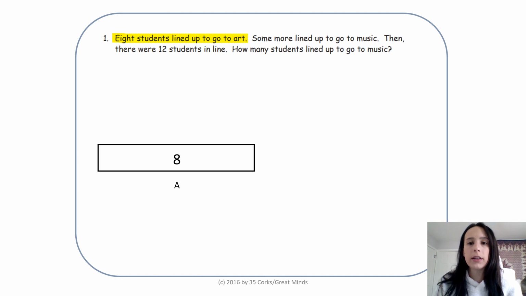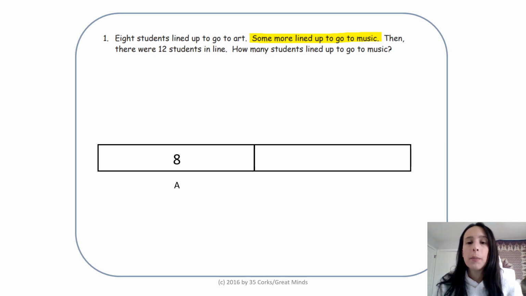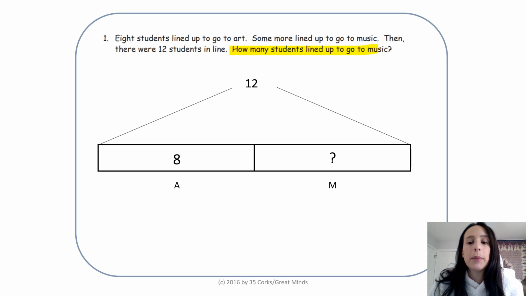Now let's go back for the second part. Some more lined up to go to music. Well, we don't know how many, but we know that it's going to be a part, so I can put a question mark and an M for music. Now let's go back to our problem. Then there were 12 students in line. So there were 12 students in line. That's my total. We put our total. Now going back to that question, how many students lined up to go to music?